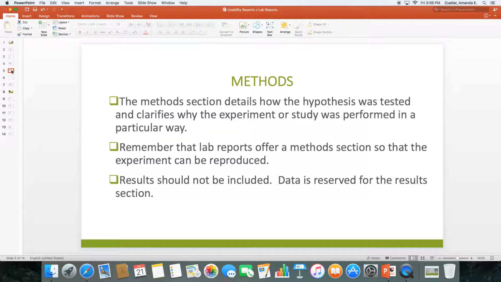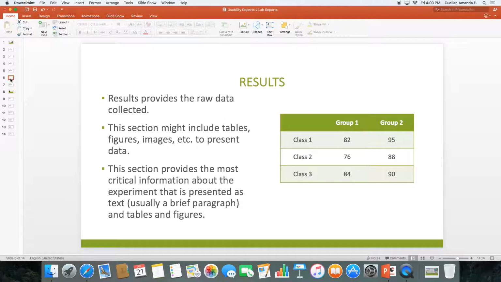The methods section details how the hypothesis was tested and clarifies why the experiment or study was performed in a particular way. Remember that lab reports offer a method section so that the experiment can be reproduced. In order for findings to be verified, other researchers should be able to follow the same procedure and arrive at the same or similar results. An important note about this section is that results should not be included. Data is reserved for the results section, which leads us to the next slide.